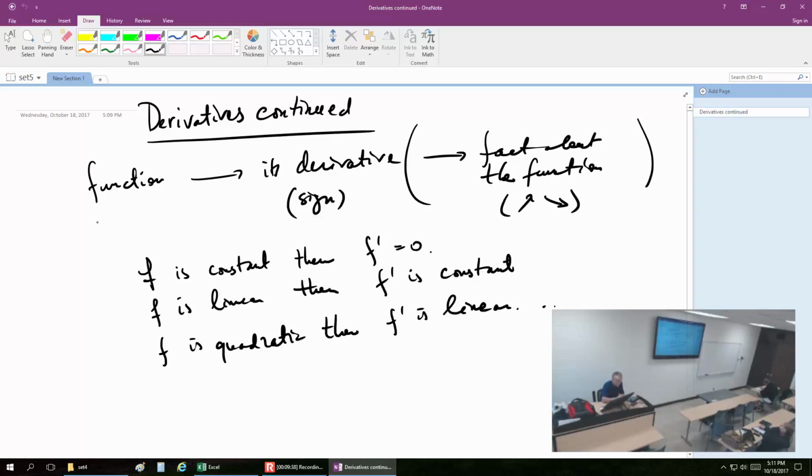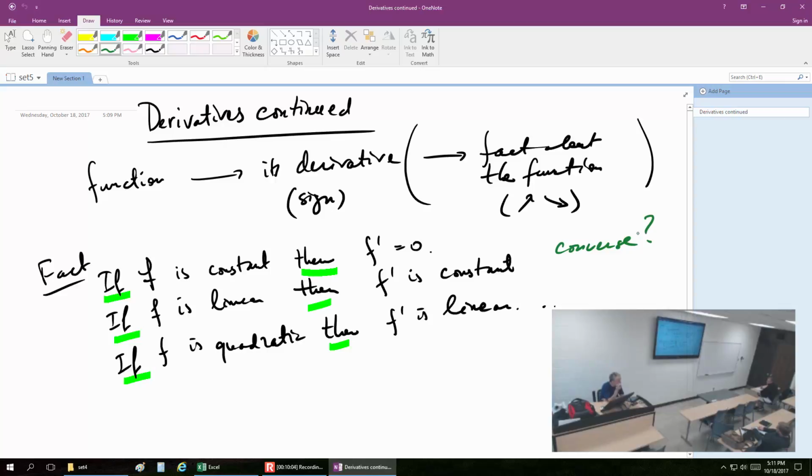What does it mean to reverse? These are facts, these are if-then statements. And as always with if-then statements, what can we do with them? Reverse them, which is called the converse. Converses of all of these statements are valid inquiry for us. So the simplest one is the converse of the first statement: if f prime is equal to 0, then f is constant.